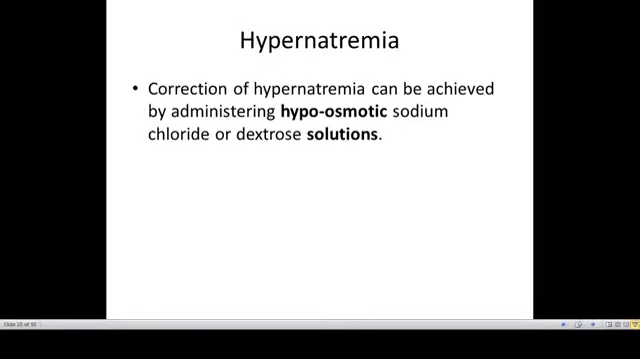Correction of hypernatremia can be achieved by administering hypoosmotic sodium chloride or dextrose solutions. Again, it is emphasized to correct the hypernatremia slowly in patients who have had chronic increases in plasma sodium concentration.